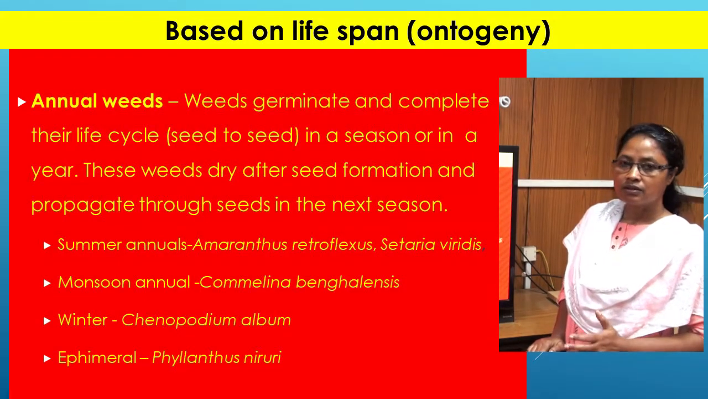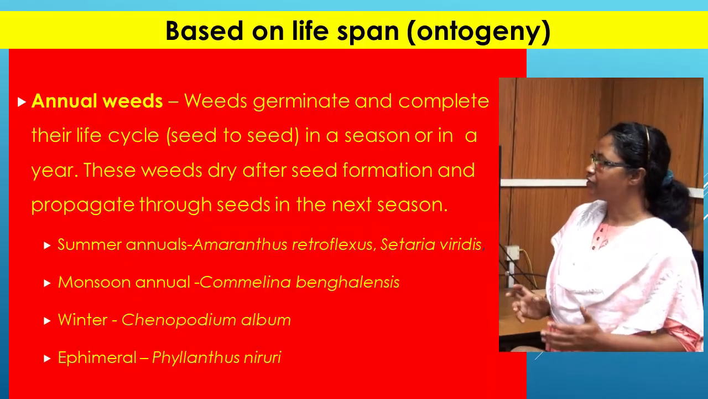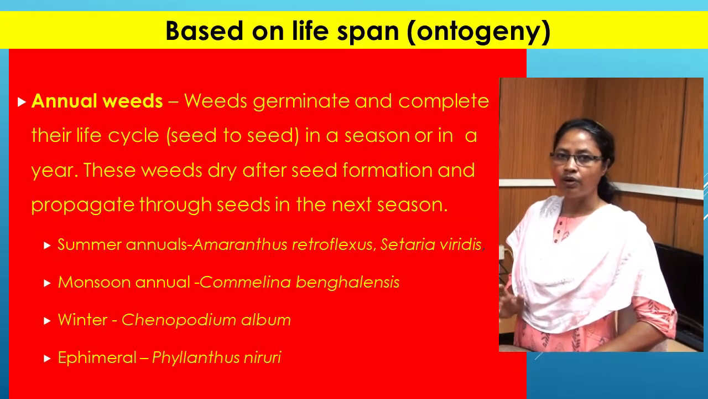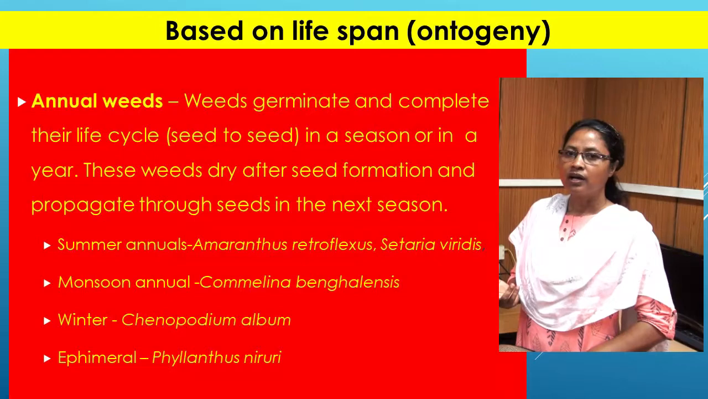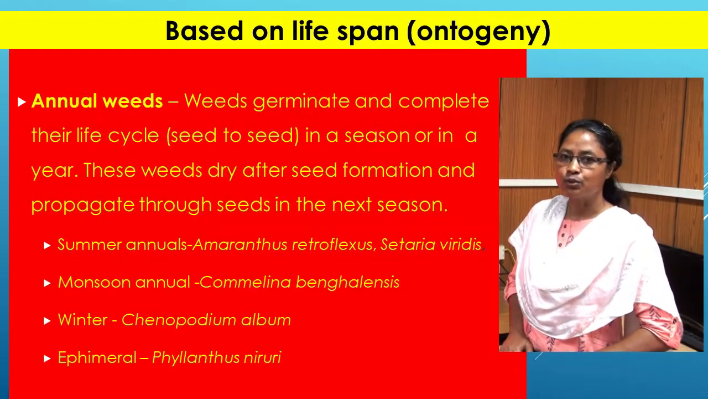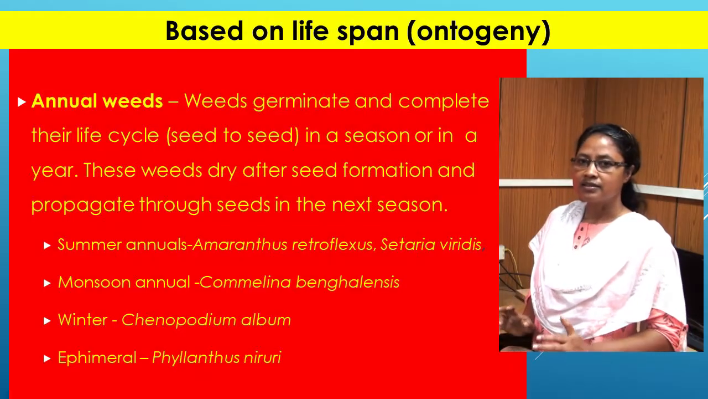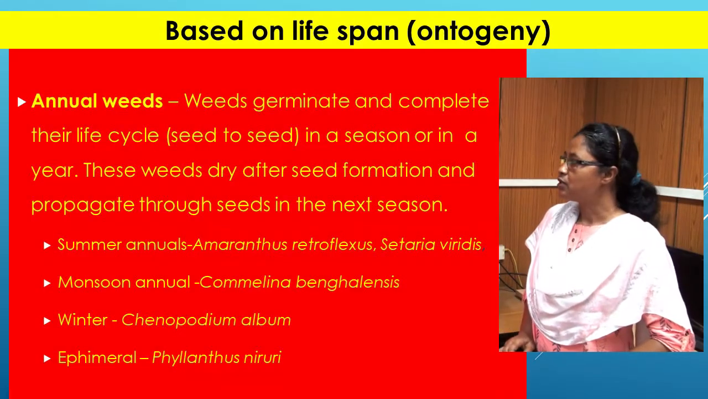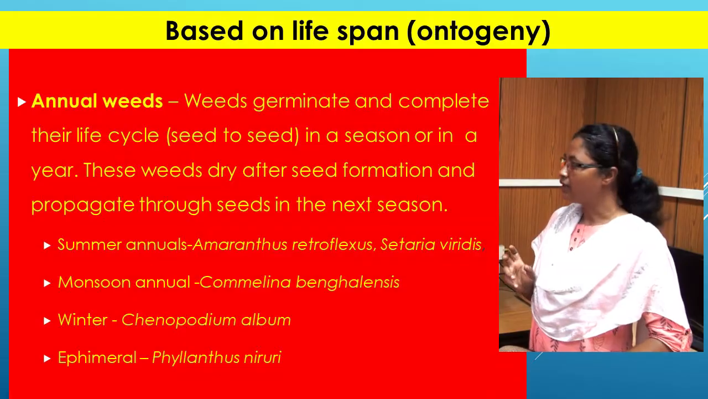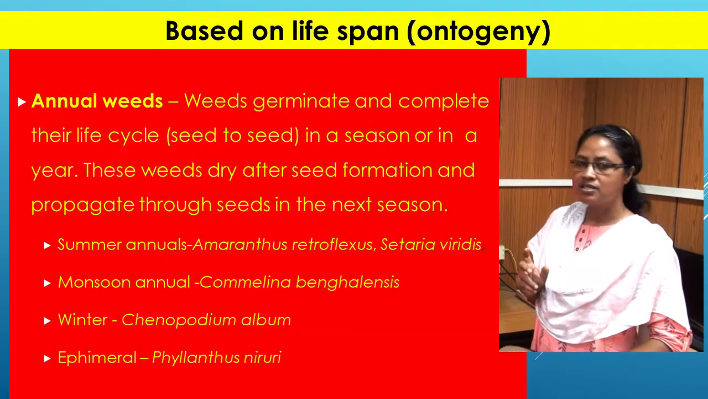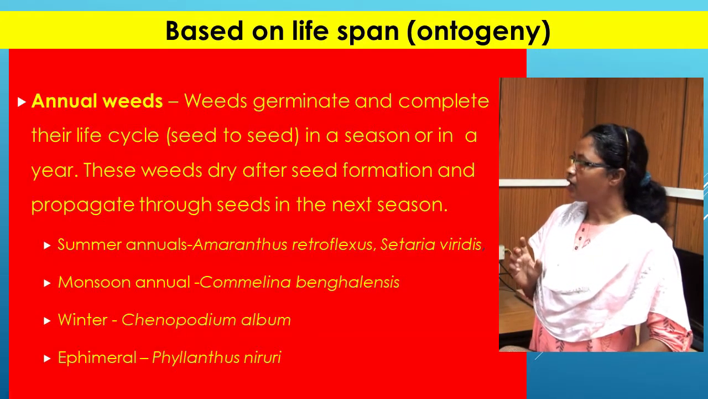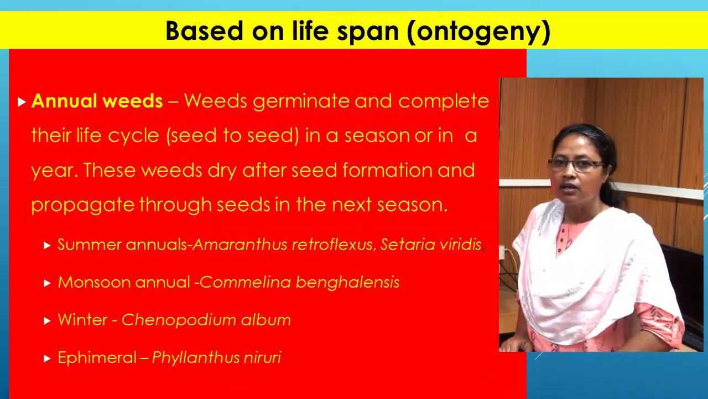Weeds are of different lifespans. Some weeds grow annually, some complete their life cycle in 2 years or 2 seasons, and some complete their life cycle in more than 2 years. So according to their life cycle, weeds are classified as annual weeds, biennial weeds, or perennial weeds.